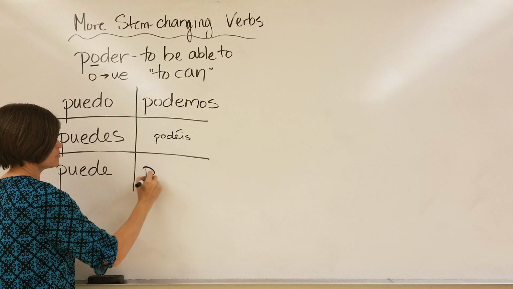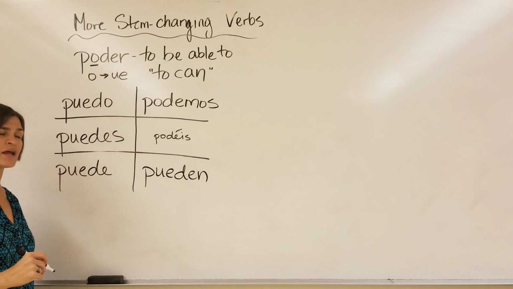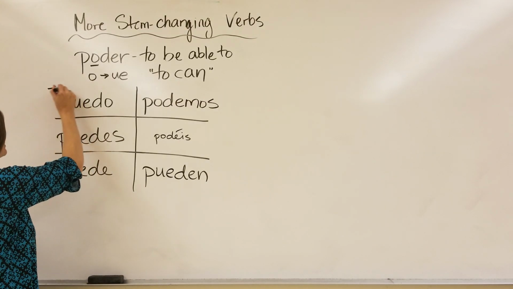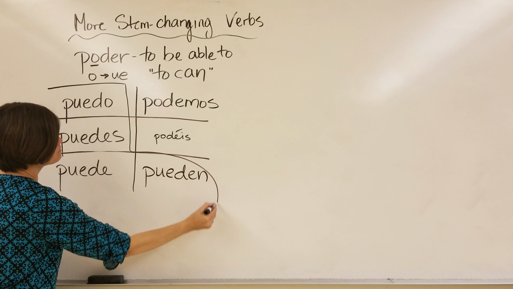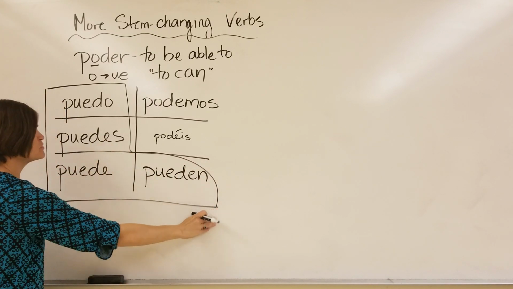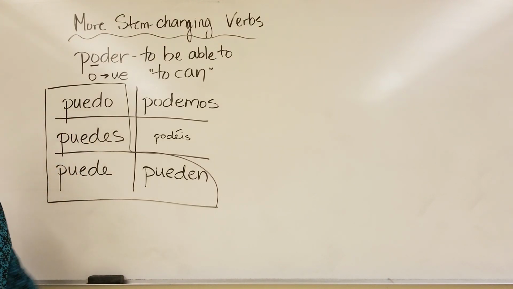And then back to changing the stem again for the ellos or ellas form. Once again, right here's our boot. And inside that boot, we have to change the O to a UE. And outside we do not.